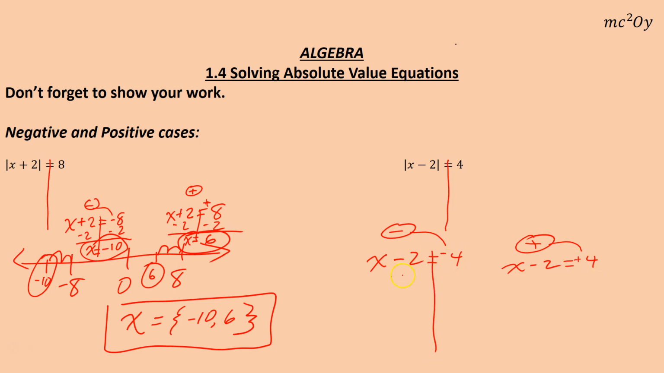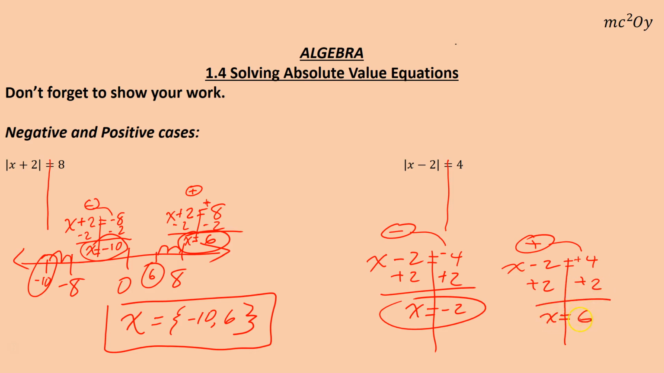Here it really does though, right? So to solve, we add 2 to both sides. We get x is equal to -2. And here we add 2 to both sides, and we get x is equal to 6.